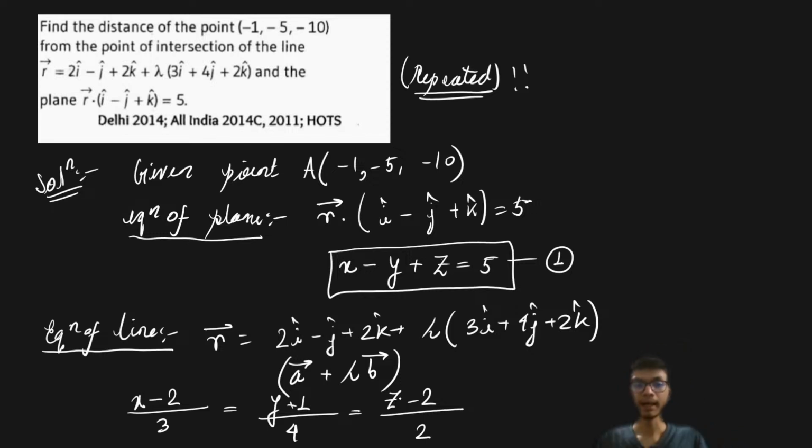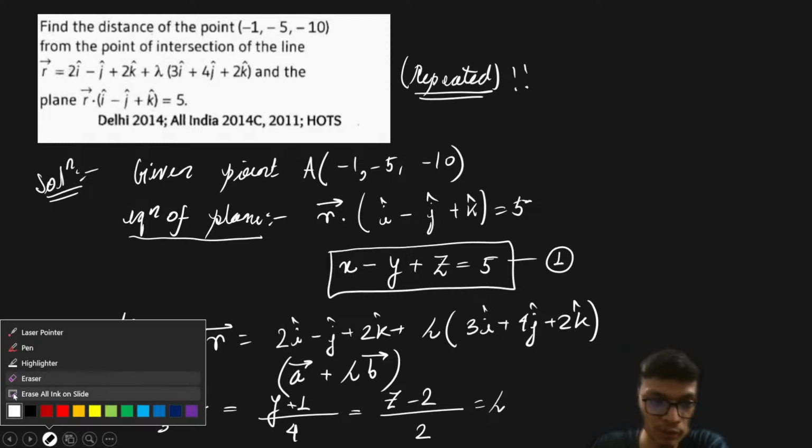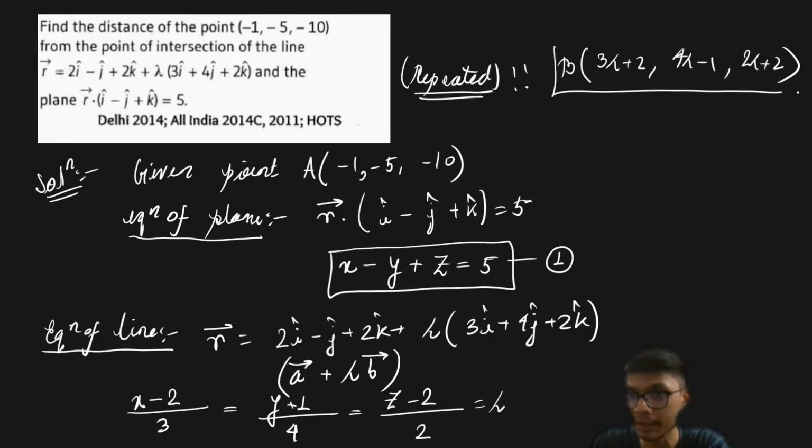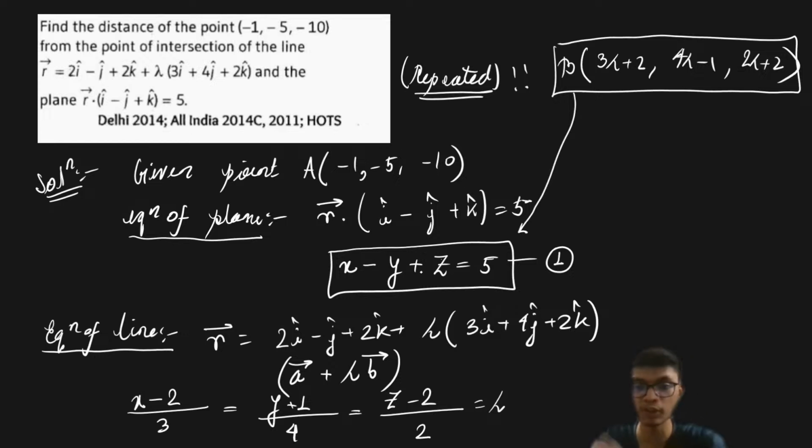right? So from here I can assume any point on the straight line by equating this part to lambda, right? Let us call that particular point B, which is lying on the straight line. So that point B will be given as (3 lambda plus 2, 4 lambda minus 1, 2 lambda plus 2), right? Now this point lies on the plane, so it will satisfy the equation of the plane.